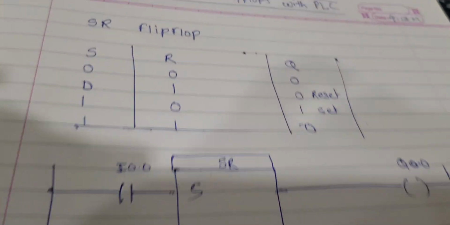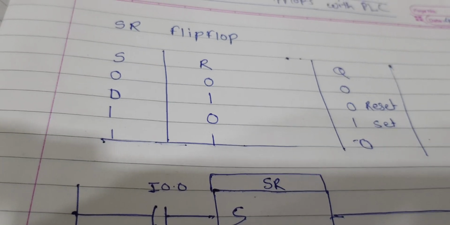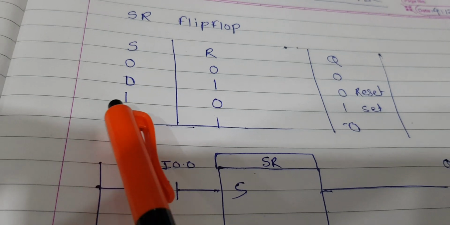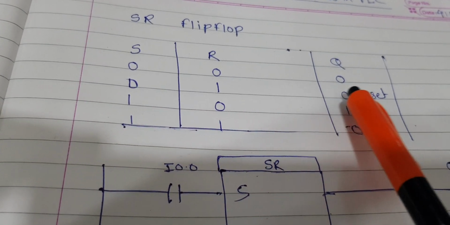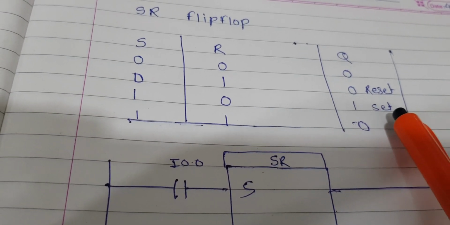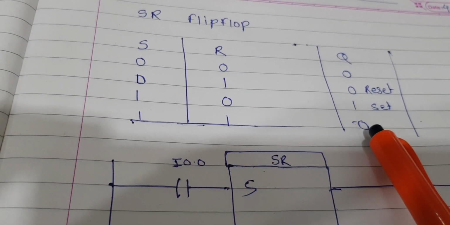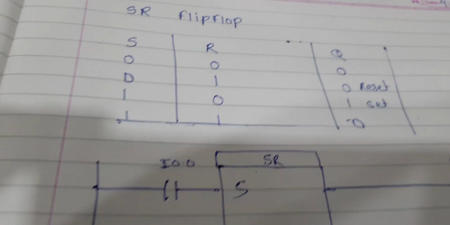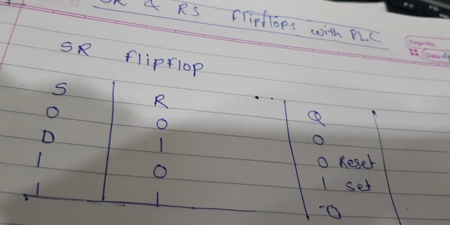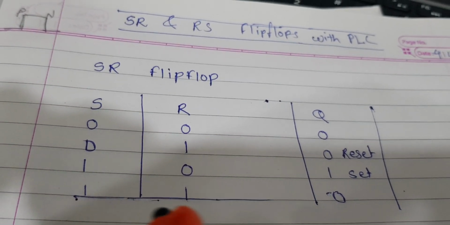So this is the truth table of SR flip-flop. When both are 0, then the output is 0. When set is 0 and reset is 1, then the output is reset. When the set is 1 and reset is 0, output is set. And when both the inputs are 1, then output is 0. So it means in SR flip flop we get set only one time, when the condition is 1 0.